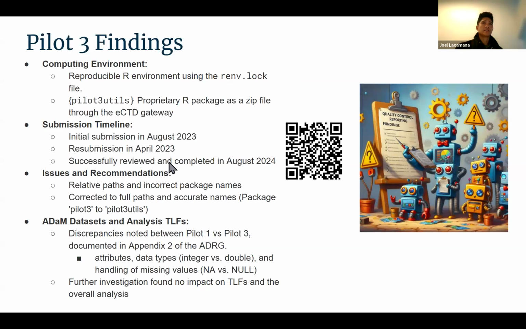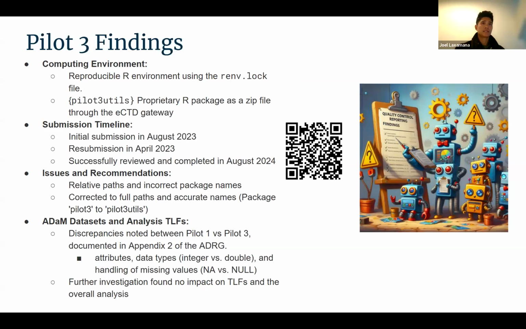So some of the issues that we encountered were with relative paths and incorrect package names in our package, which we definitely went back and corrected to full paths and accurate names. So specifically, for instance, we provided the full path to read in SDTM data to generate the ADaMs, and then the full path to where the ADaMs were generated, so then we could generate the TLFs within the eCTD structure. And originally, when we submitted the first time, the name of our proprietary package was just pilot 3, but it should have been pilot 3 utils. So we fixed those in the second resubmission.